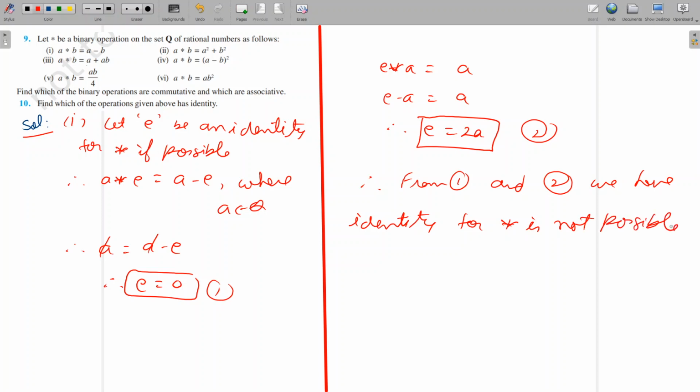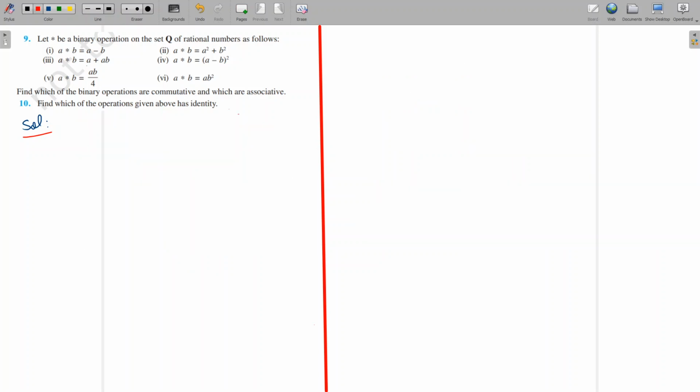Even if we check the second one only, what we have is 2A, and the value of E will go on changing if we change the value of A. Therefore, we can say that there is no identity element for star. It's a very simple one.